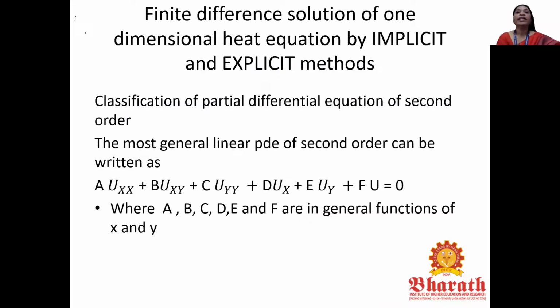Now next is the finite difference solution of the one dimensional heat equation by implicit and explicit methods. So, classification of partial differential equations of second order. The most general linear PDE of second order can be written as A u_xx + B u_xy + C u_yy + D u_x + E u_y + F u = 0, where capital A, B, C, D, E and F are in general functions of x and y.